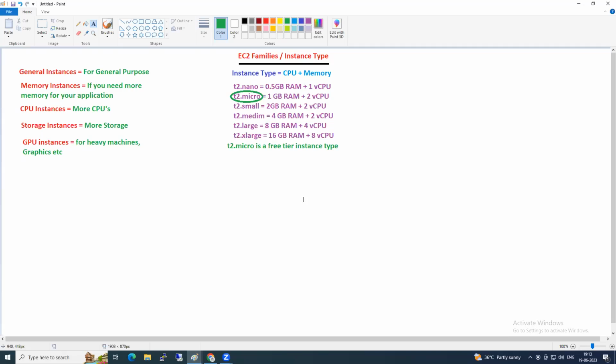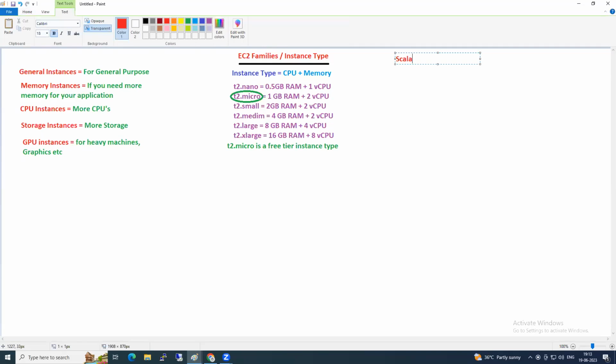Okay, guys, now, what is scalability? What is scalability? Scale up and scale down. Scale up and scale down.